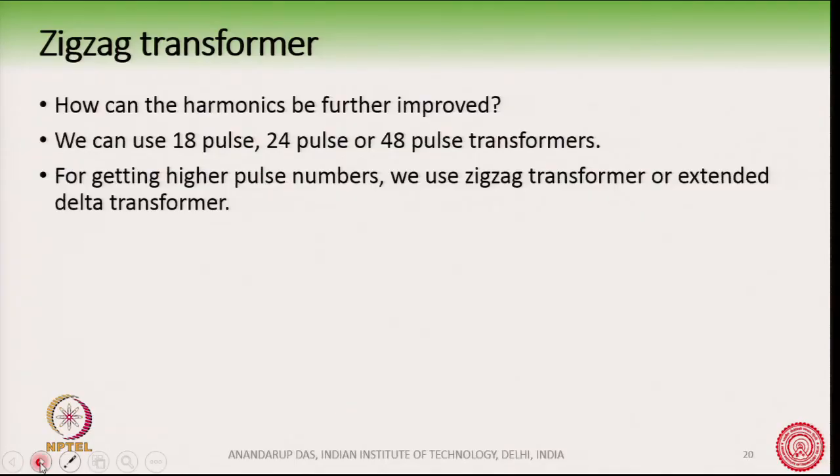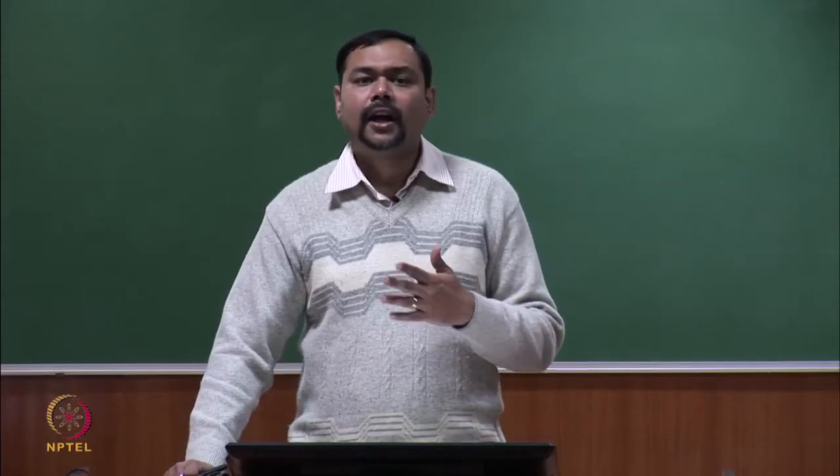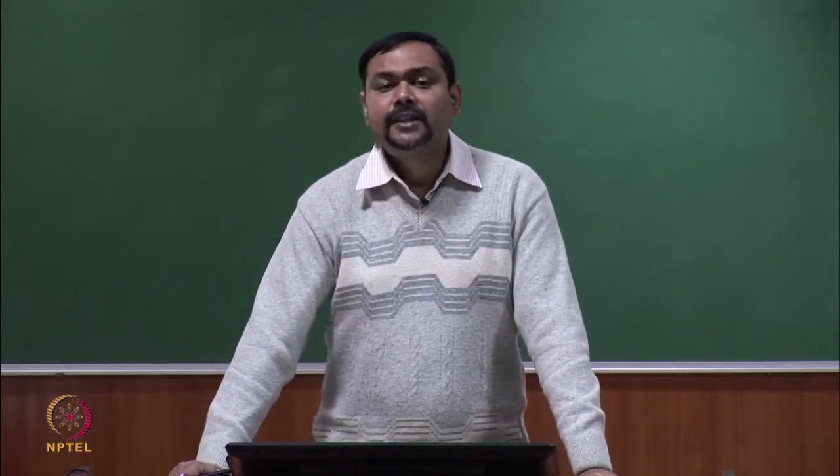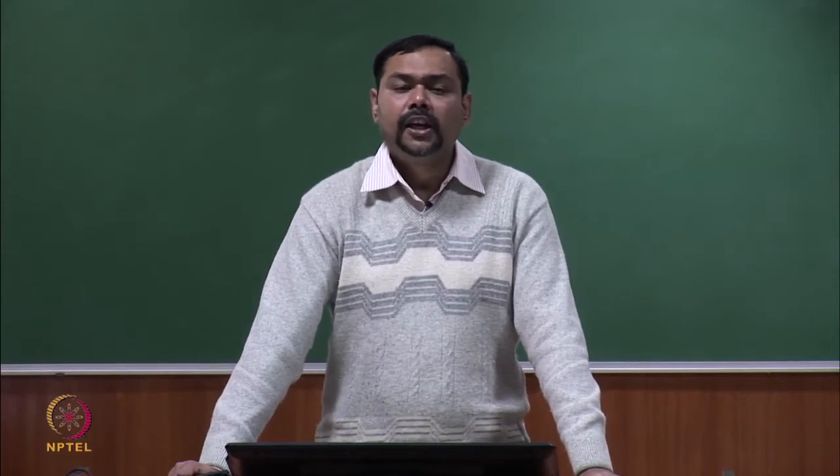So, we can use in a similar way 18 pulse, 24 pulse or 48 pulse transformers. As we go to higher pulse numbers, for example a 24 pulse transformer, the first band of harmonics will reside at 24n plus minus 1. So, the 23rd and 25th is where the first harmonics will reside. All other harmonics before the 23rd will be totally absent. That is an advantage in terms of the input current quality.